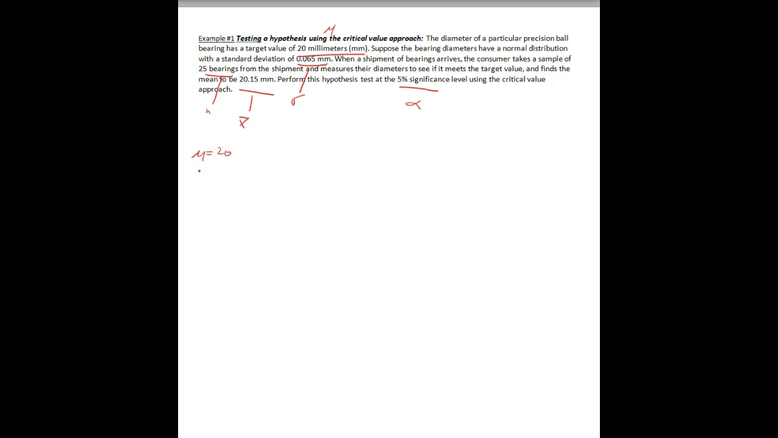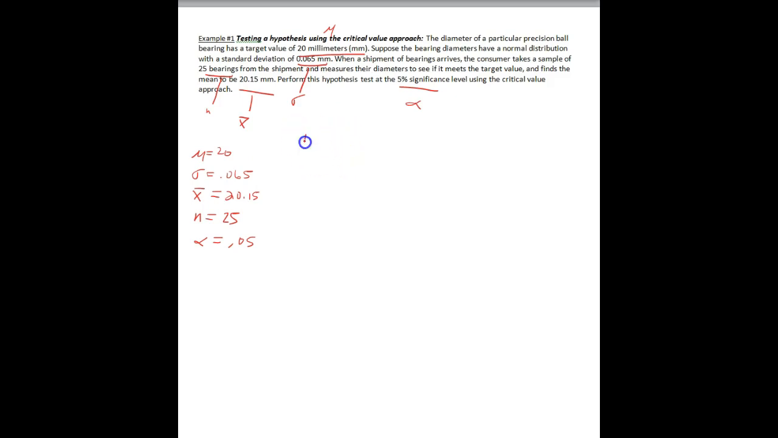So we have mu of 20. We have sigma of 0.065. We have an x bar equal to 20.15. We have an n equal to 25. And we have an alpha given to us of 0.05. Okay, so that's kind of like our list of stuff. That's like our step 0, effectively.